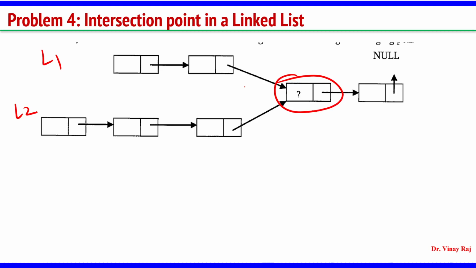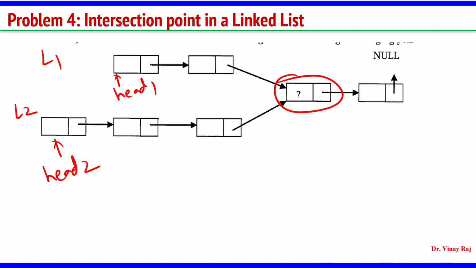So how do we find out the intersection point of these two lists? This will have a separate head 1 and this will have a separate beginning, head 2. This is what is given to us. We have to find out the common point. So, just think of how you can find out the common point. Let us see the solution for this problem.